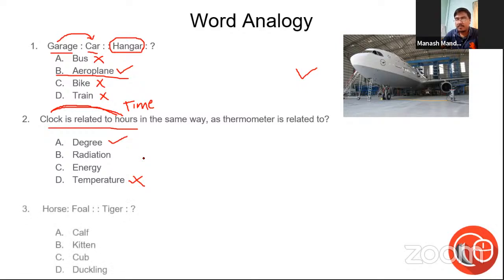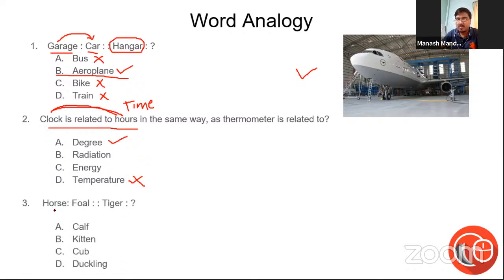The third is horse, foal. Horse, foal, what is tiger? A foal is the baby of a horse. Now we have to find out which one is the baby of a tiger. It cannot be a calf, that is the baby of a cow. Kitten is for a cat, duckling for a duck. The only option left is cub. So cub is the baby of a tiger.